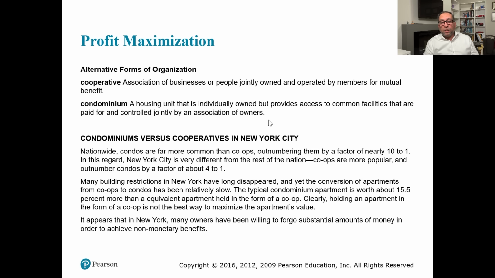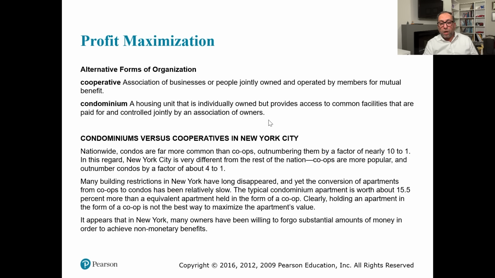So we see that condominiums are 10 and the co-ops are only 1 as compared to the whole USA economy. But New York is unique in a sense, very different from the rest of the nation. Co-ops are more popular and outnumber condos by a factor of 4 to 1. Many building restrictions in New York have long disappeared, and yet the conversion of apartments from co-ops to condos has been relatively slow.